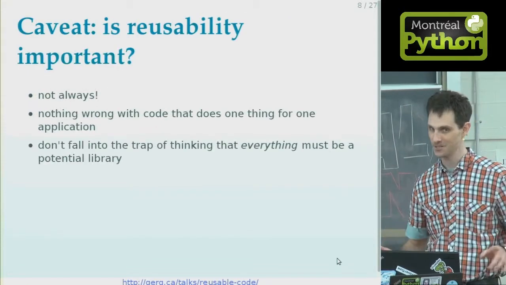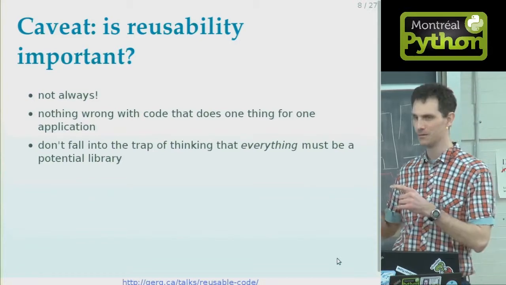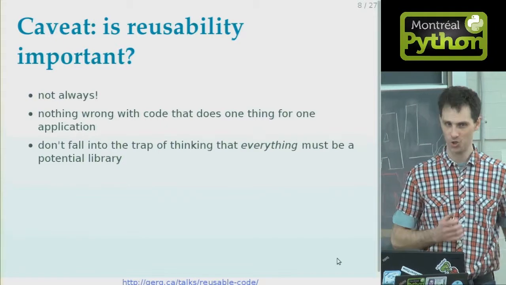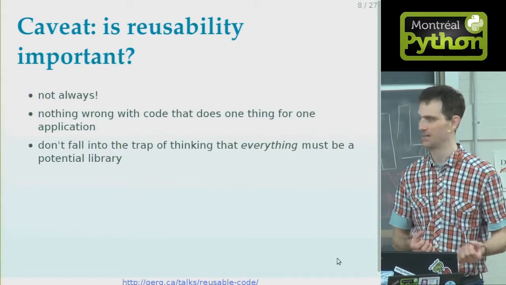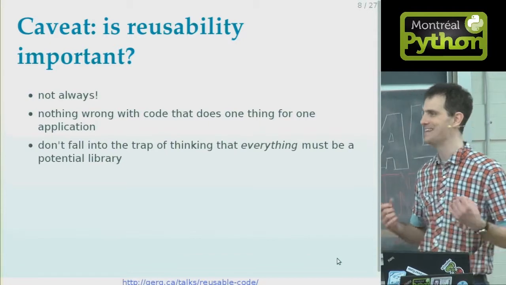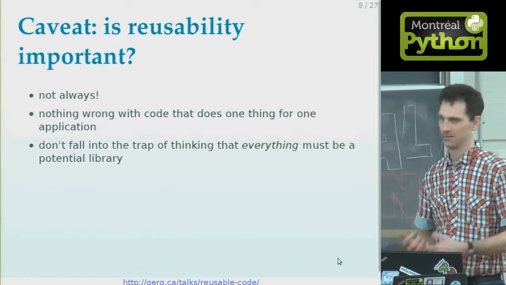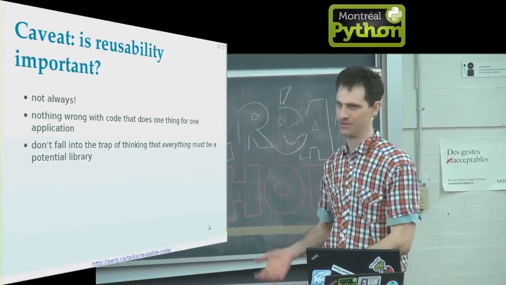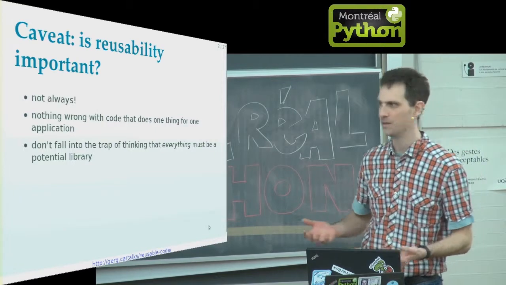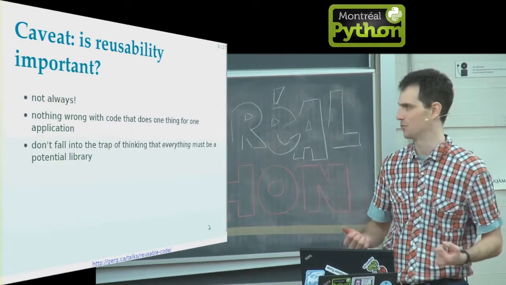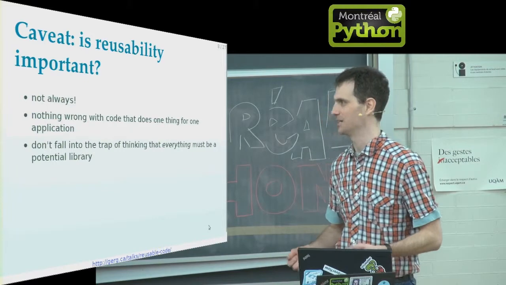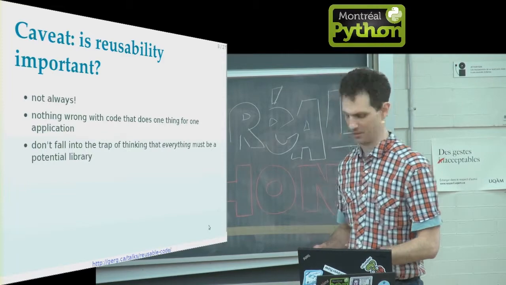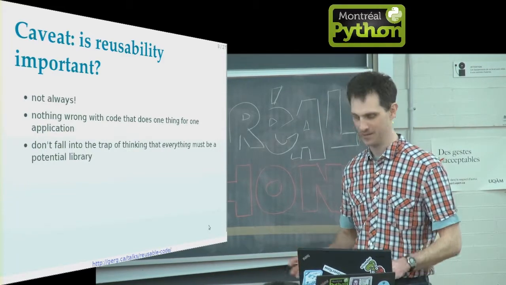But first, before I start telling you how to do it, should you? Is it really important to write reusable code? In other words, should everything be a library or at least a potential library? No, absolutely not. There's nothing wrong with writing 10 lines or 1,000 lines of code that just solve this problem for this application today. In fact, that should be your default mode of operation. Otherwise, you will fall into a trap known as premature overgeneralization, which is about as bad as premature optimization. Maybe not as bad as premature optimization, but it's pretty bad. So don't fall into that trap.